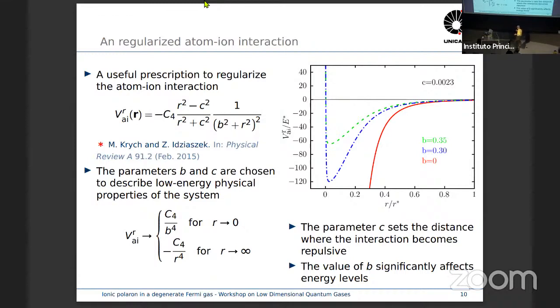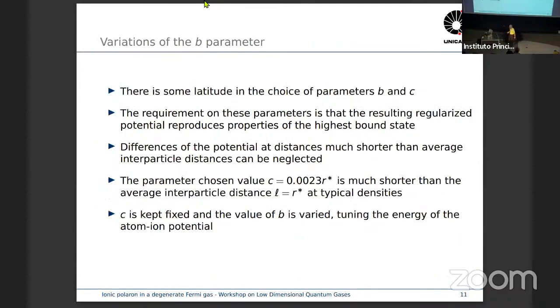that we have. As I can show you here, as this B parameter gets smaller, the potential gets deeper. Here, this is for the pure polarization potential, and these are the values of this regularized potential of this form here. What we do, we have some latitude to choose B and C. The important thing is to choose these parameters in such a way that the low energy process for the highest bound state be taken into account in a reasonable way.